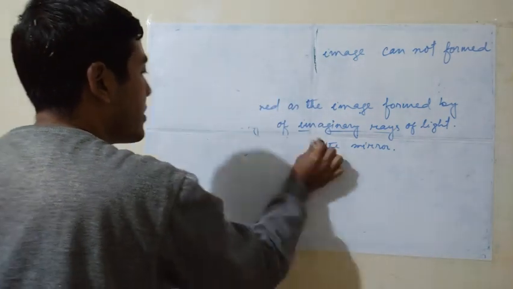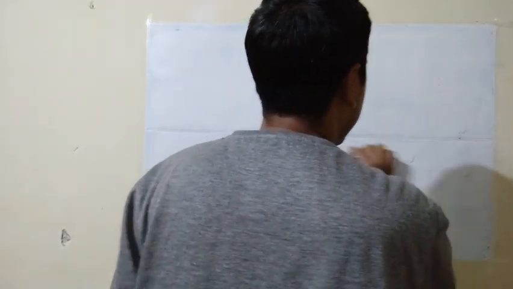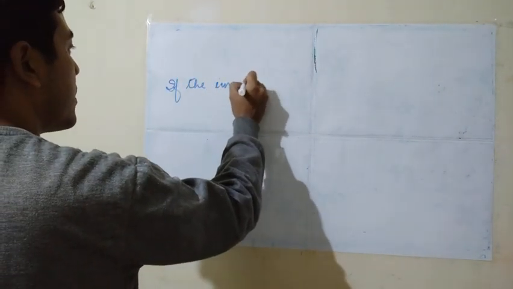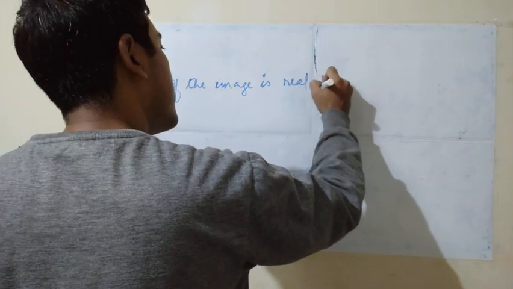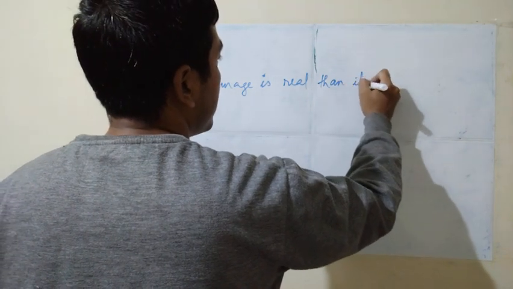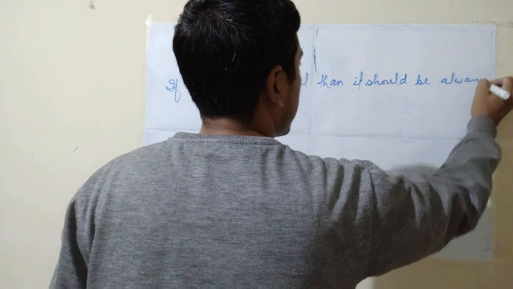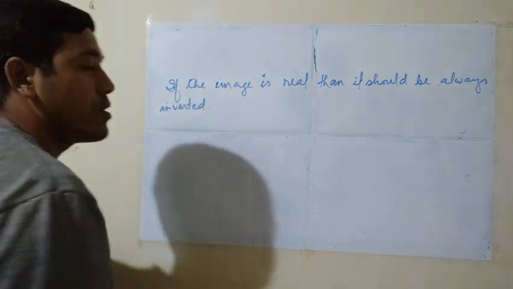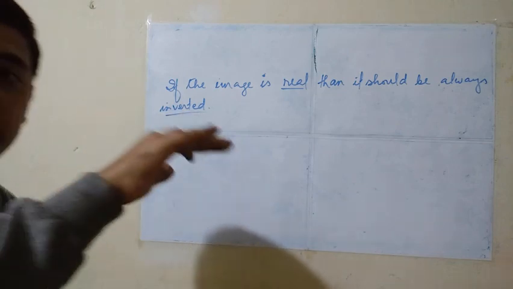Okay. That is, if the image is real, then it should be always inverted. Right? If the image is real, it should be always inverted. That means upside down. Right?